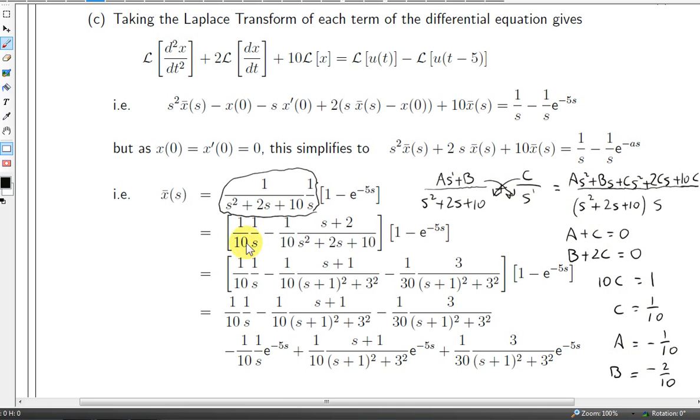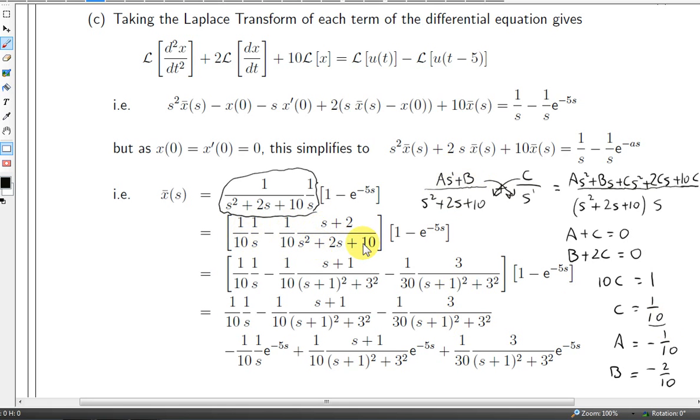C over s is written down first here, where c is 1/10. So we have 1/10 times 1 over s. Then this fraction is written down second. A is minus 1/10. B is minus 2/10. Now the minus 1/10 has been pulled out of the top here. And if we do that, we're left with plus s plus 2 on top. So up here we have minus 1/10 s plus 2/10. Take out the minus 1/10, and we have minus 1/10 times s plus 2.